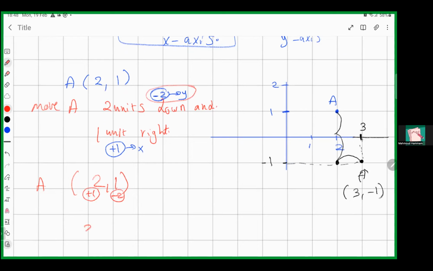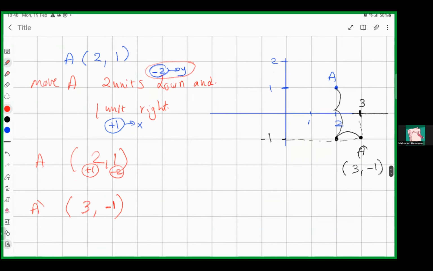2 + 1 is 3. 1 minus 2. What is 1 minus 2, Khaldun? What is 1 minus 2? It is -1. So the new position where A prime is 3 and -1. Clear? Yeah.